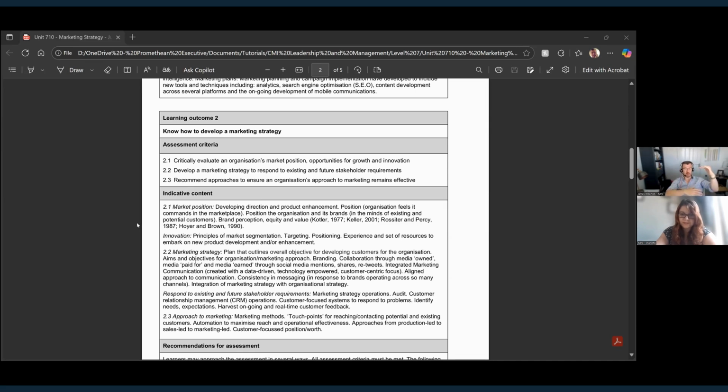So it's not a list of all the different things you can possibly think of. It's just what you think the most important drivers would be. This is like the analysis phase that we're going to do, this critically evaluating its position, opportunities for growth and innovation. It would make sense to use a tool around that, of course.